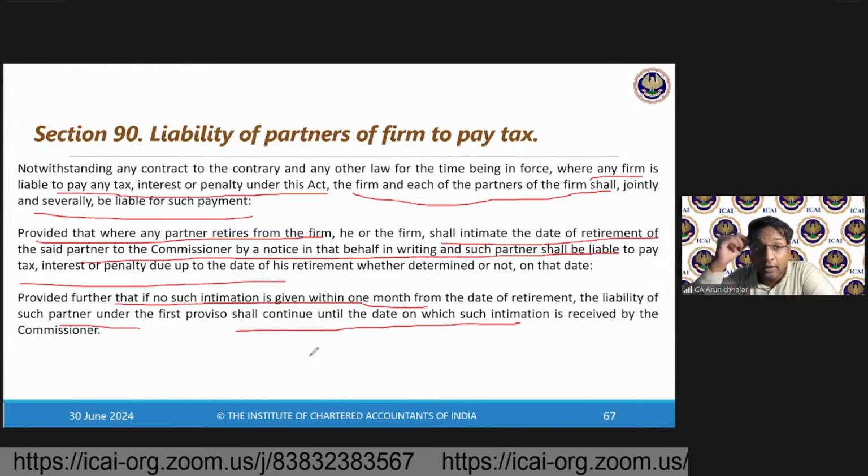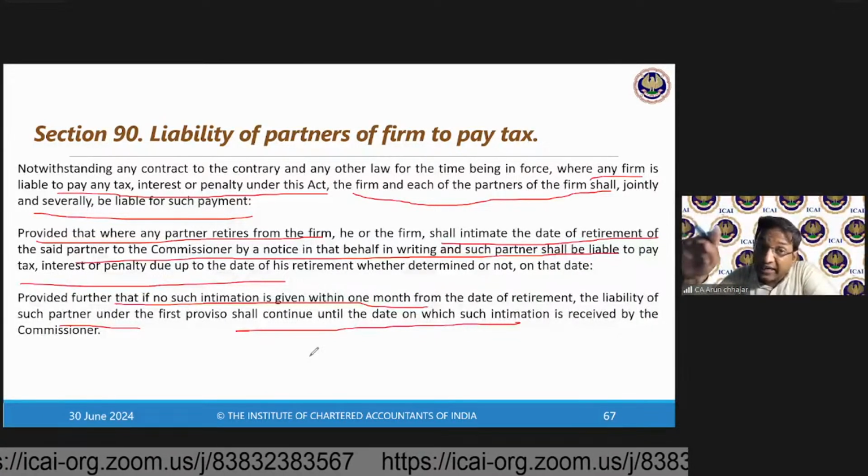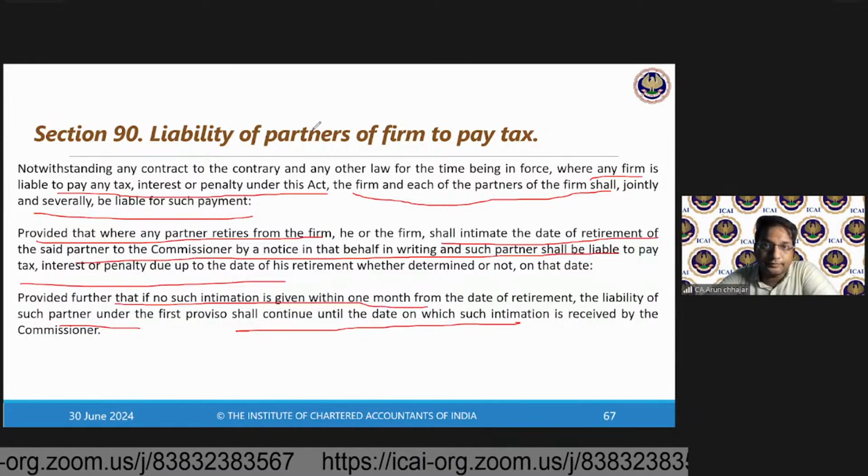This is a very harsh provision. If any partner has retired but it is not intimated, then there is a problem.